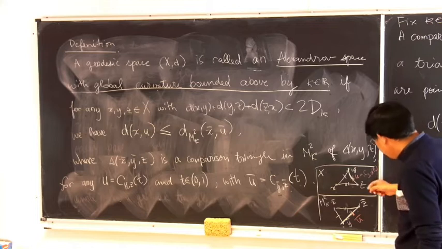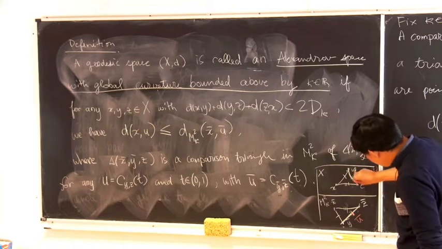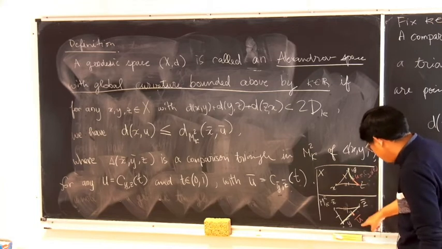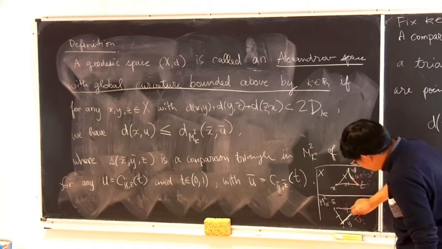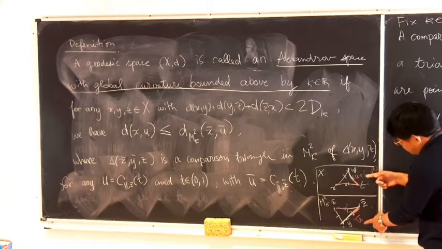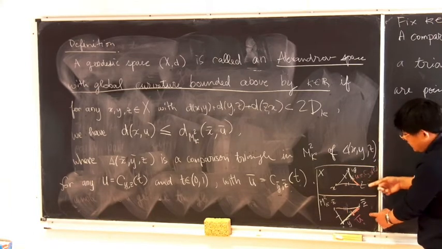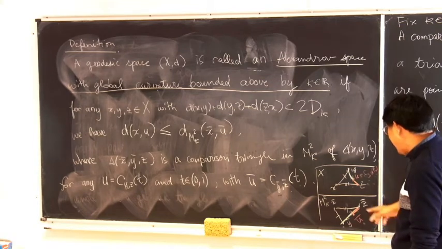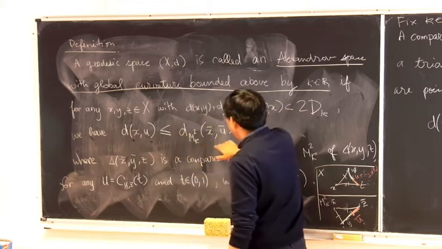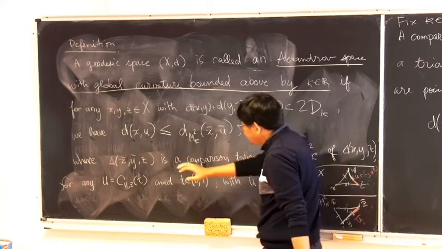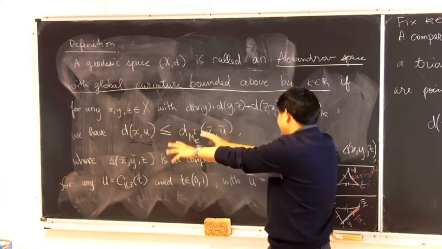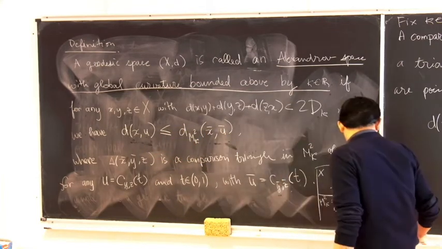And similarly, the distance between z and u here in x will be the same as u bar to z bar in the model space. Okay, so u and u bar are corresponding to one another. And if you take the distance between x and u and x bar and u bar and compare them, the distance in x has to be less than or equal to the distance in the model space.